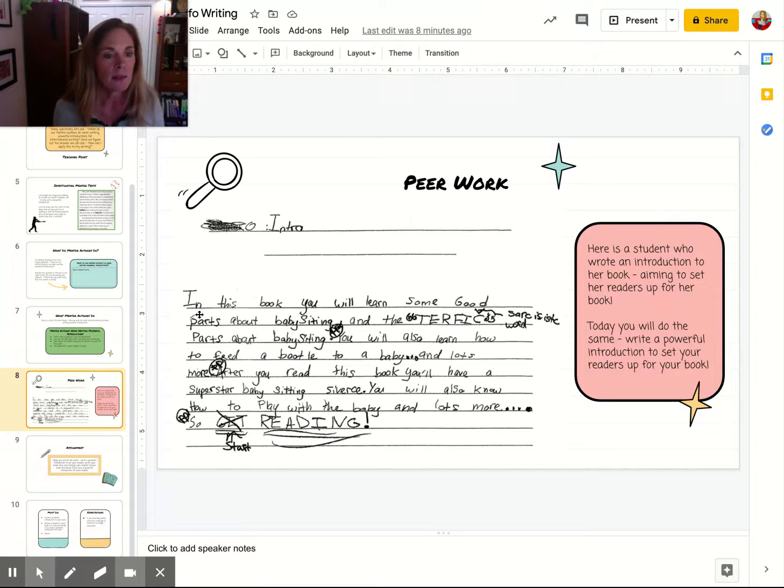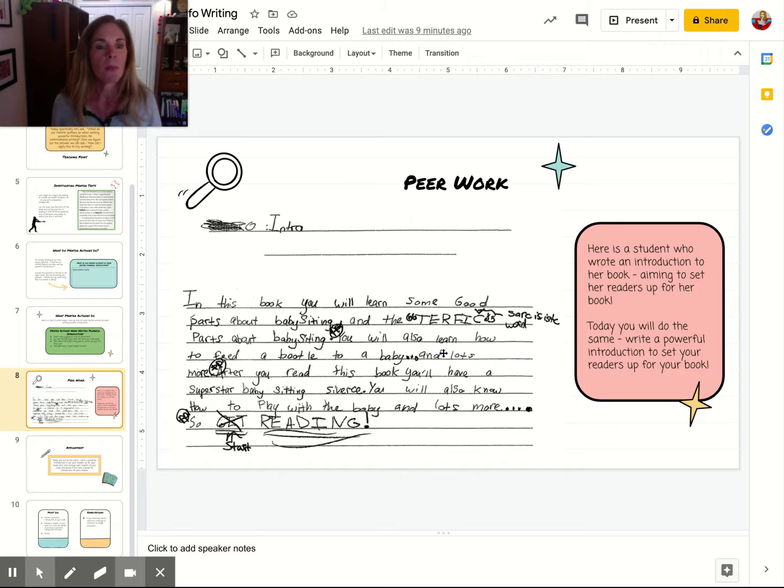This writer says, see if you can guess what this book is about. In this book, you will learn some good parts about babysitting and the terrific, sarcastic word, parts of babysitting. You will also learn how to feed a bottle to a baby and lots more. After you read this book, you'll have a superstar babysitting service. You will also know how to play with a baby and lots more. So start reading.